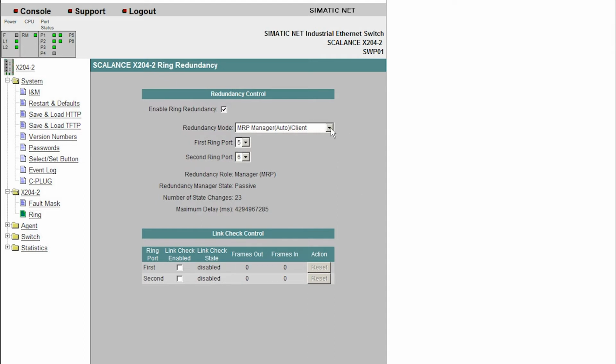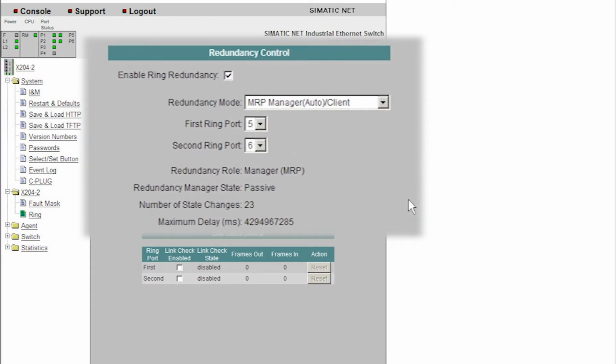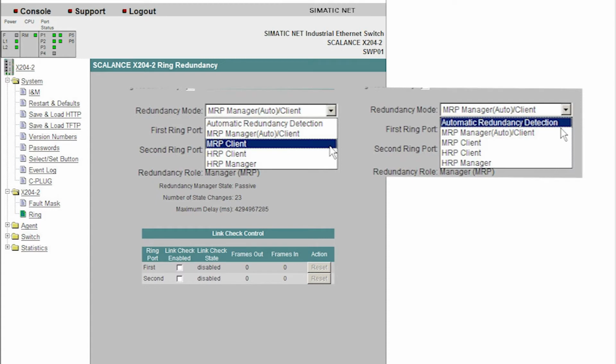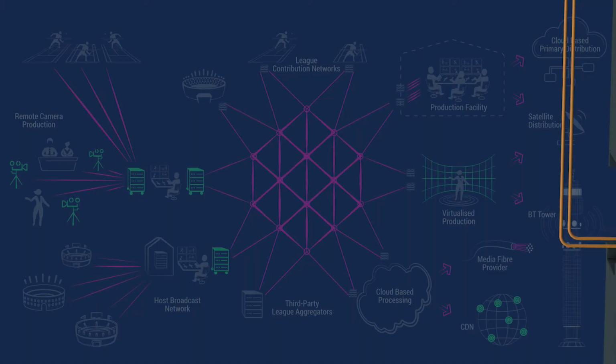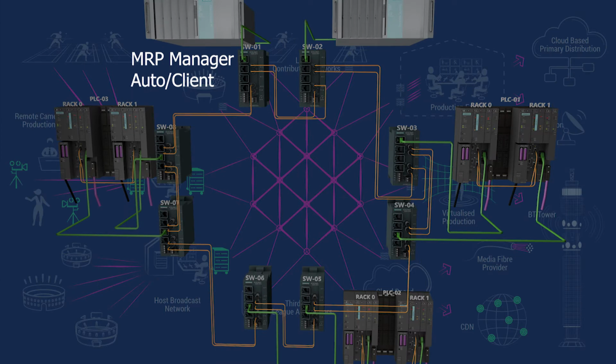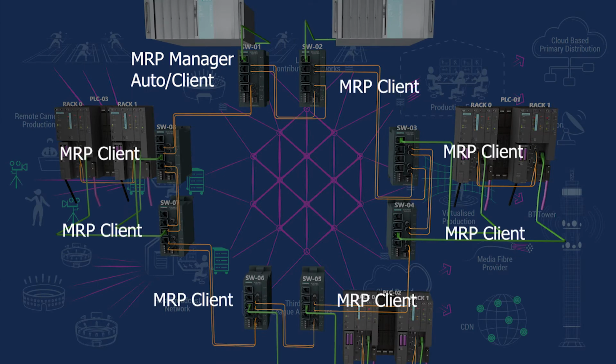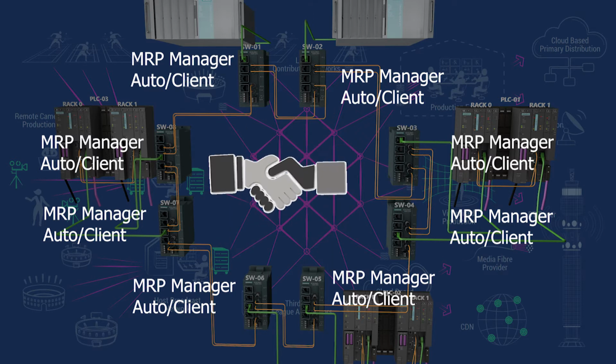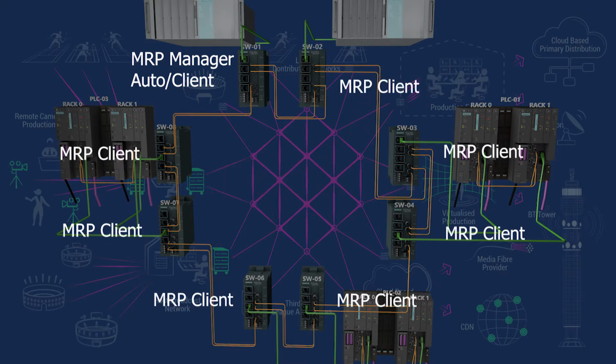If you want to use this switch as redundancy manager, then in redundancy mode select MRP manager auto/client from the drop down list. If you don't want to use it as redundancy manager, then from the drop down list select MRP client or automatic redundancy detection. Keep in your mind that redundancy manager should be selected for only one switch in the network, others should be client. If all devices are configured with MRP manager auto/client, then switches negotiate among themselves to establish which device adopts the role of MRP manager. The other devices automatically set themselves to MRP client role.